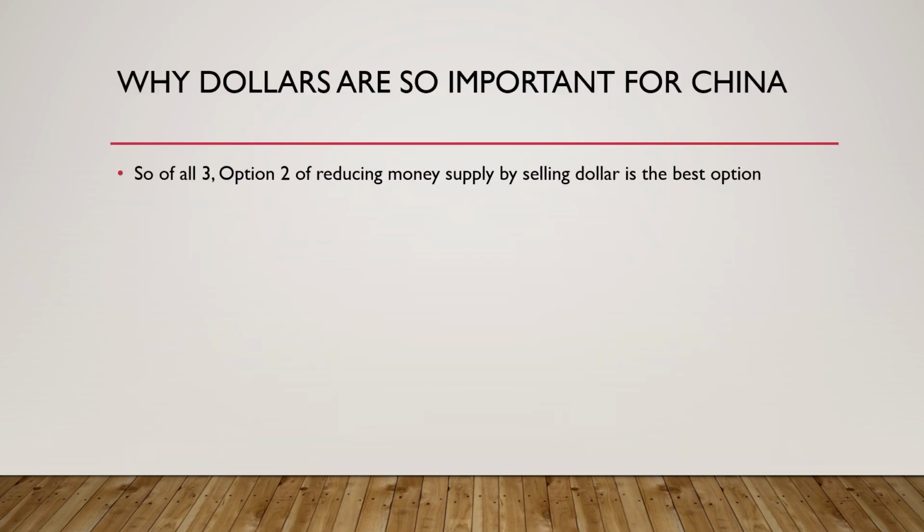So out of all the three options, option 2, as we can deduce, that is reducing the money supply by selling dollars, is the best option for China to go about. If it goes for option 1, it messes up its economy even more, and ultimately the dollar reserves anyway dwindle. If it goes for option 3, as we saw, it will lead to a deflationary cycle and perhaps even an economic depression, something that no country would like to have.